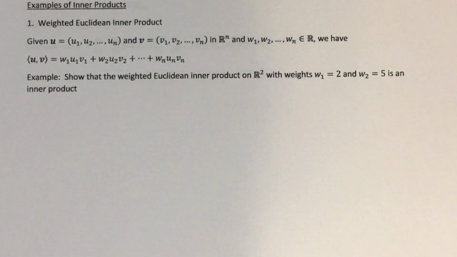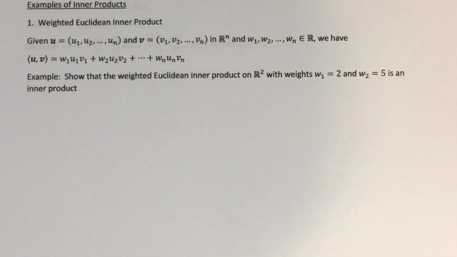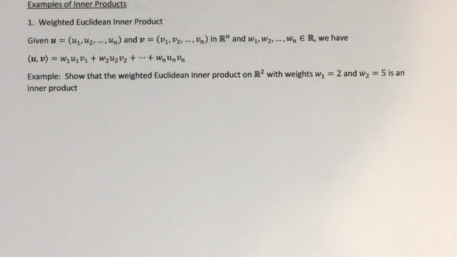All right, so like we said in the last video, towards the end there, we were going to prove that this weighted Euclidean inner product with the following two weights, 2 and 5, is an inner product. And again, this is just a matter of checking each of those four definitions, those four axioms for an inner product. So the first thing we want to do is check for symmetry.